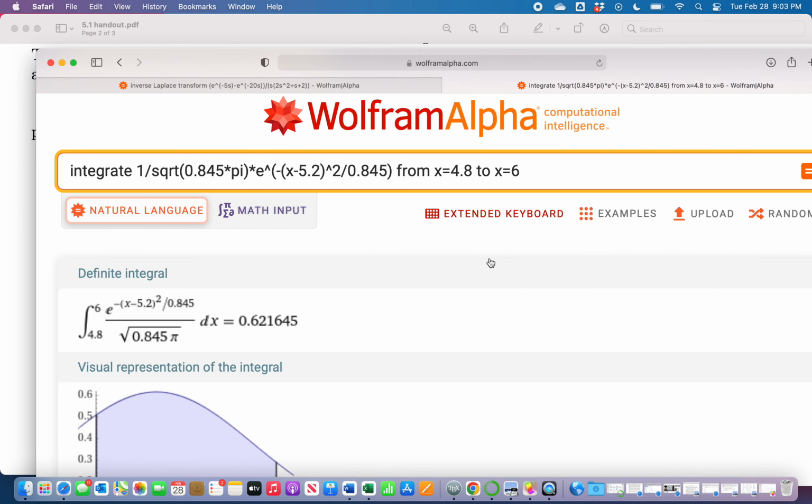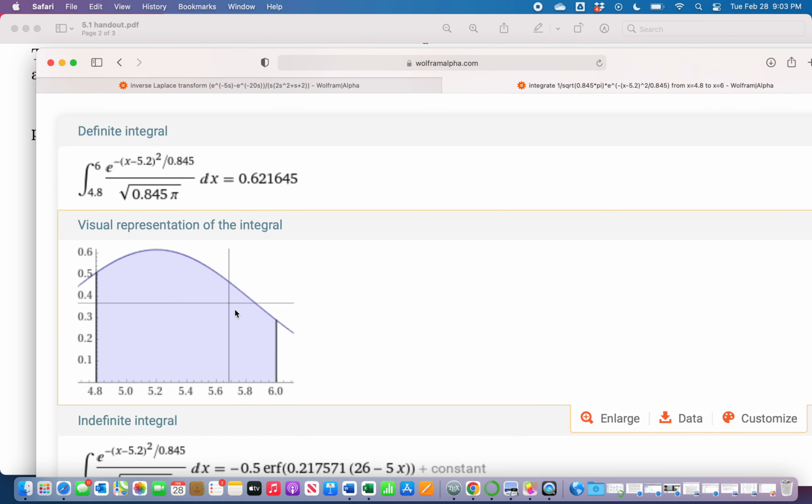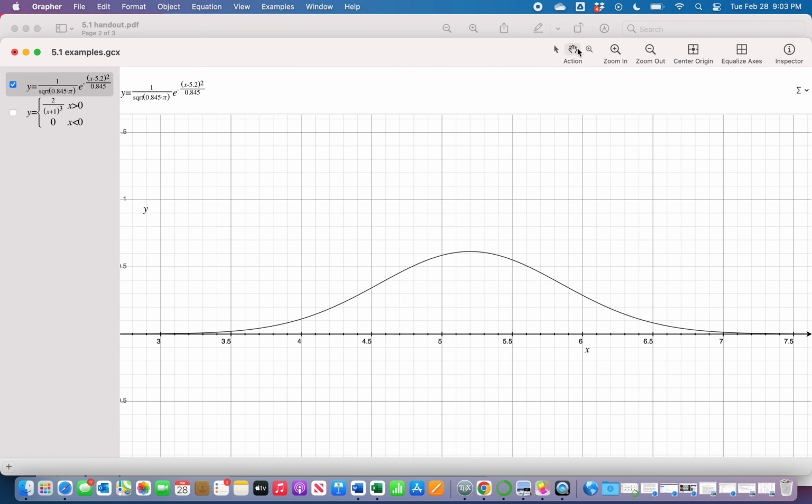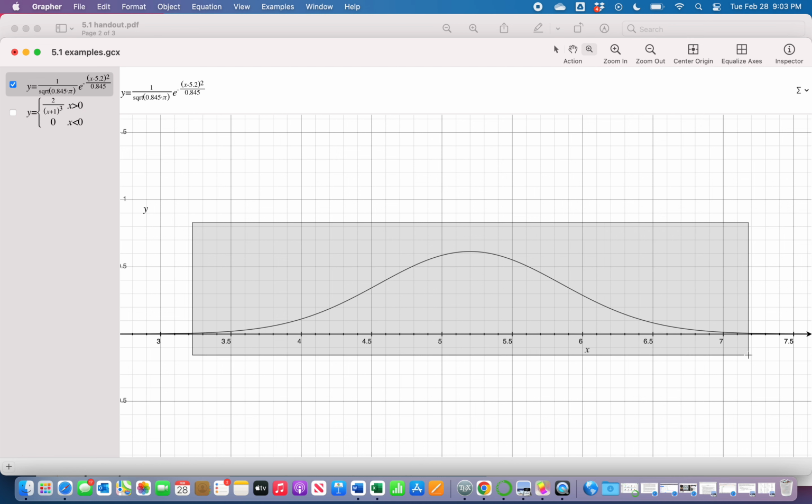And as you might expect, the probability has gone down because we narrowed our range. So now it's showing you again, there's a bunch of white space over here, a bunch of white space over here. So still, the majority of the area is between 4.8 and 6, but now there's 38% outside of it.